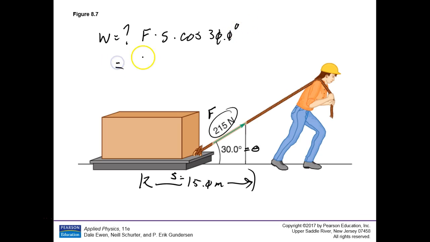So this will be 215 newtons times S, which is 15.0 meters, times the cosine of 30 degrees. I'll write that down: cosine 30.0 degrees. Now, I guarantee when you put this in your calculator, it's going to come up with a big, long number of digits. Do you know how to put that in your calculator?